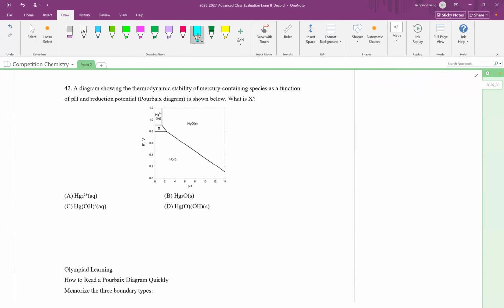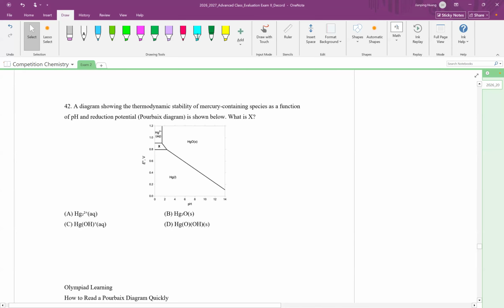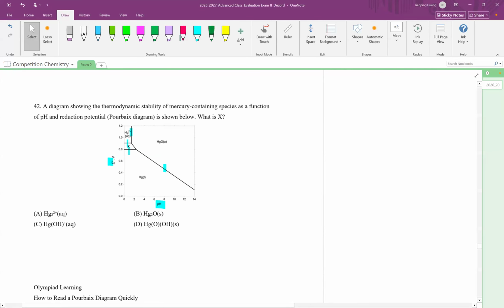And next year it may happen again. Look at the question: here is the pH, here is the cell potential or reduction potential. You need to look at the three parts. You look at this one, this one, and this one. What does it mean? You need to know how to read it.